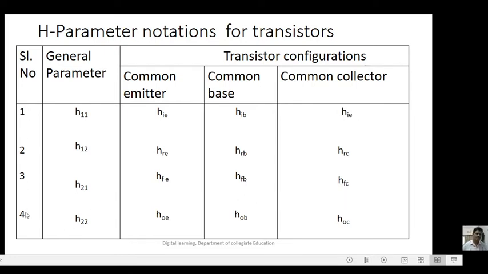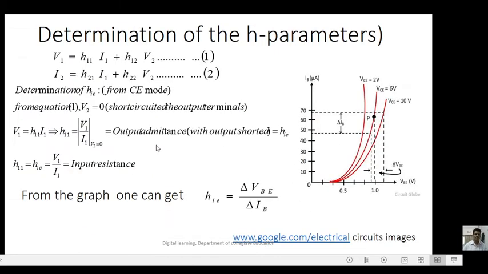For serial number 4, H22: common emitter HOE, common base HOB and common collector HOC. Here O is common in all the terms. In this column the common is emitter, in this column base, and in this column common collector C. So, determination of the H parameters.